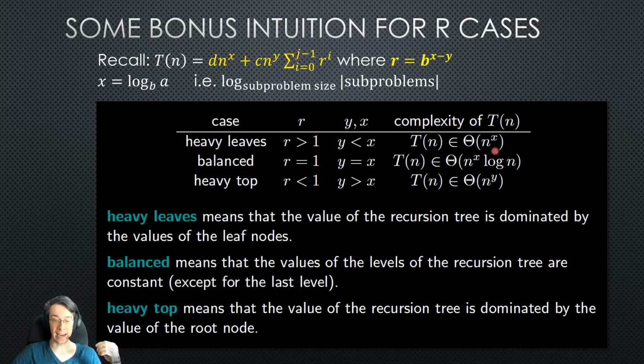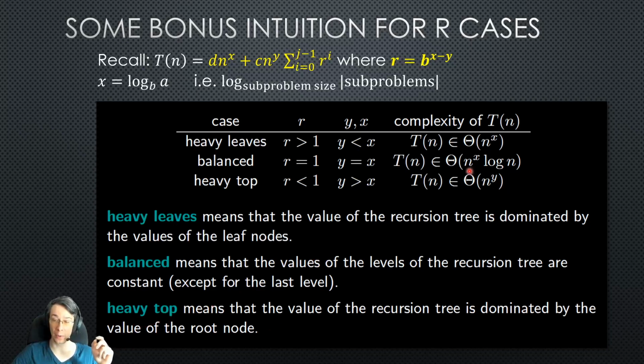So that's n to the x, and n to the x is somehow related to the number of leaves you end up with, right? And n to the y was the amount of work we did in each recursive call, excluding the recursive calls, just the work we did besides the recursive calls. So n to the y, which dominates when r is less than 1 or y is greater than x, we call the heavy top case. It means the value of the recursion tree is dominated by the value of the root node. So n to the y is the amount of work we did in that root node, in the very first call, before we did any recursive calls, and that term dominates, so we call that the heavy top case.